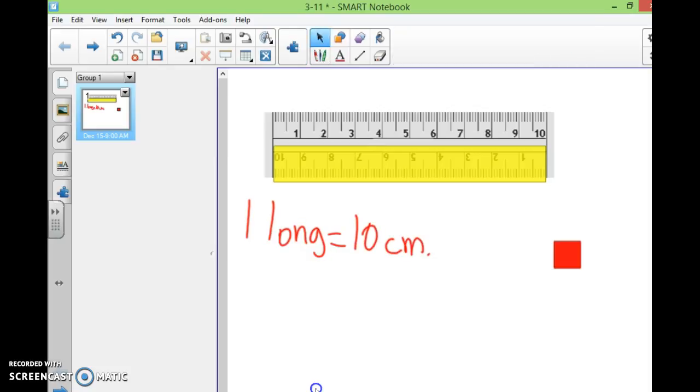Now, we're going to look at a meter stick later, but if we laid these out for a meter stick, you would have 10 longs that would be equal to 1 meter. So keep that in mind, fourth graders. We'll look at that later.